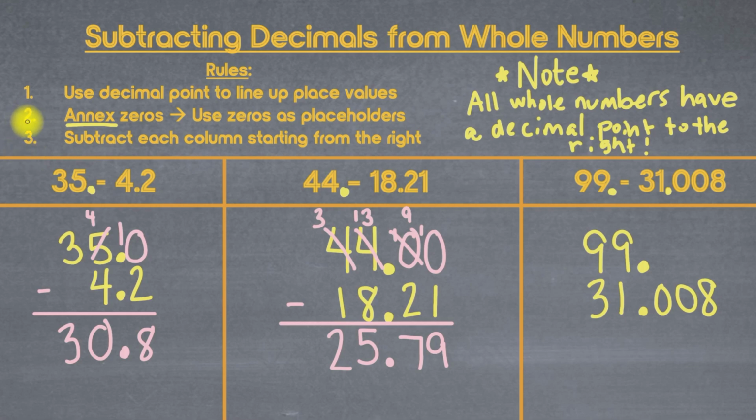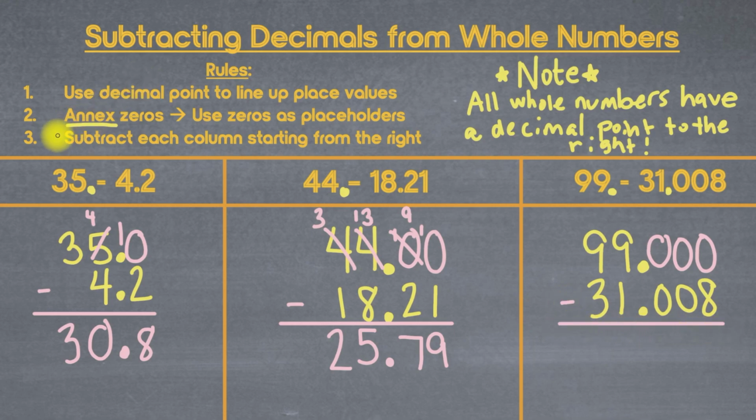Now we'll go to step 2, which is to annex zeros. And we're going to need a lot of zeros here because right next to 99, we do have a decimal point, but that means we have 3 place values blank. So we're going to have to annex a 0 in every one of these columns. So I'll put a 0 above this 0, I'll put a 0 above this 0, and a 0 above this 8. Then I'll put a subtraction sign and a line under everything.